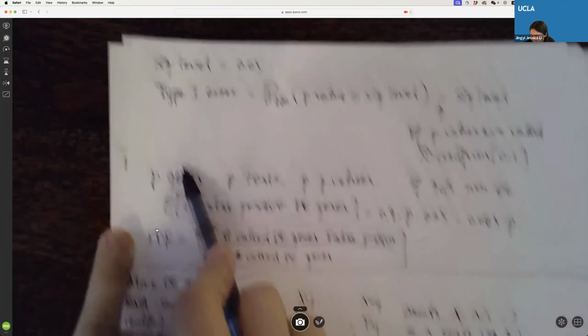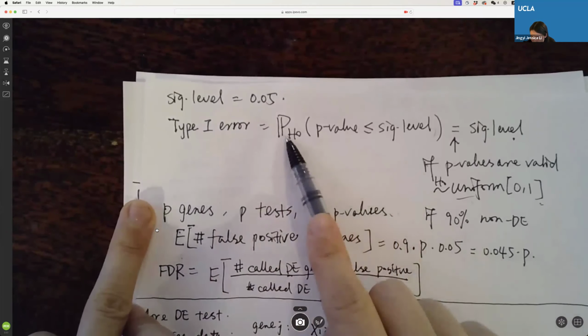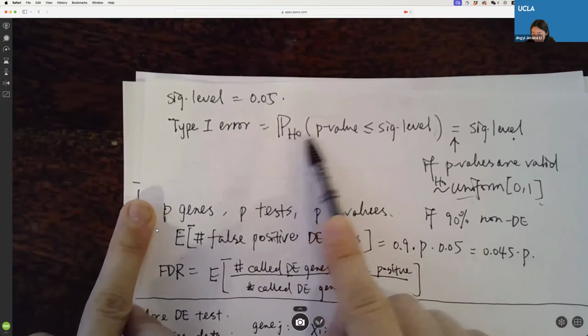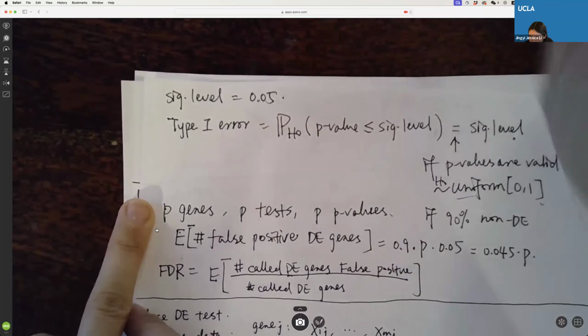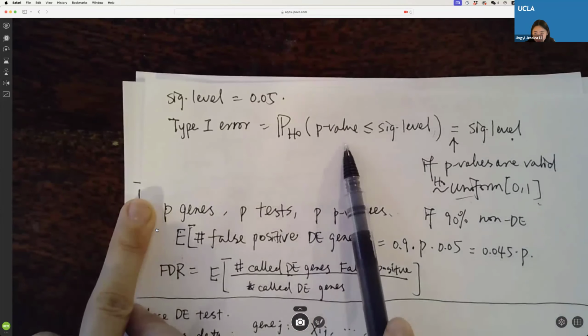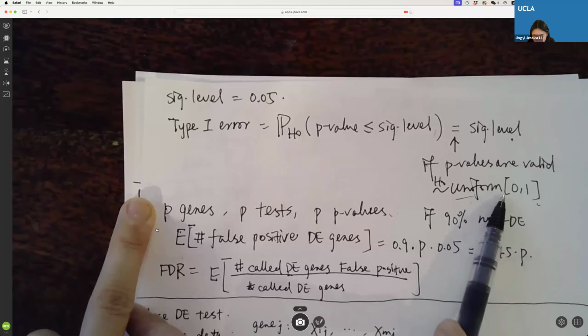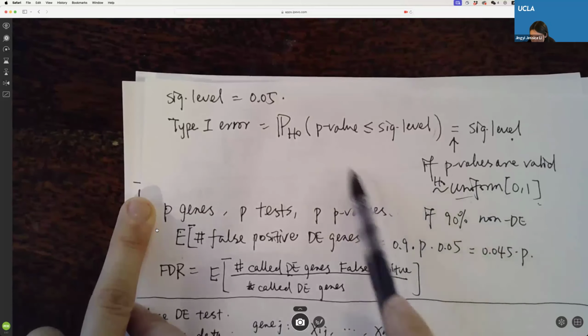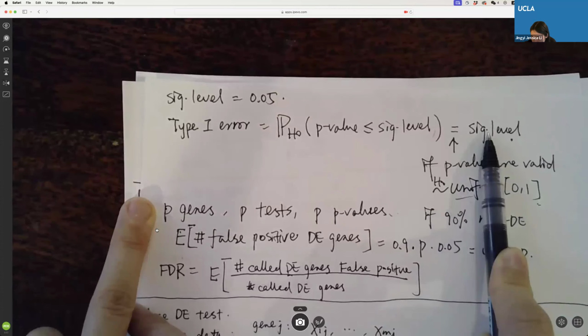Okay, so for type 1 error, we said last time, right? It's basically, under the null hypothesis, what is the probability of having the p-value less than or equal to the significance level? If the p-values are well calibrated, which means they're valid p-values, then the p-values should follow a uniform 0 to 1 distribution under the null hypothesis. So this type 1 error should be equal to the significance level.